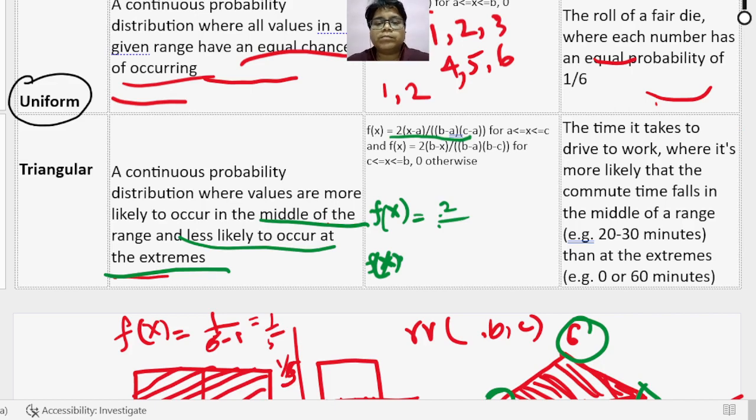So meanwhile, let's look at the example. The time it takes to drive to work, where it is more likely that the commute time falls in the middle of the range, so 20 to 30 minutes. But in extreme cases you have no delay, or very little time, 0, or you take the maximum time of 1 hour. So this is a triangular distribution.